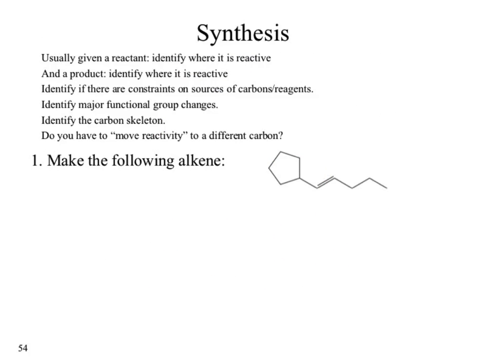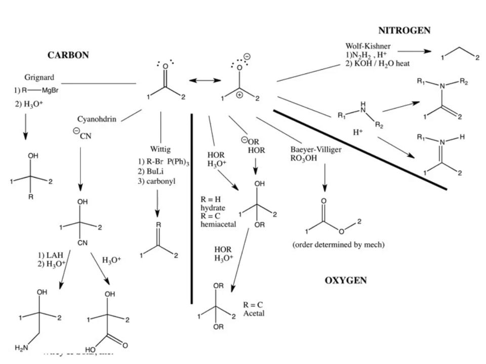I don't want to look at synthesis right now. Here in glory is chapter 18, and some of our 17. So the left-hand side, what's attacking our carbonyl? Big letters at the top of the page: carbon. Grignard, cyanohydrin, Wittig, all of those are carbon nucleophiles.